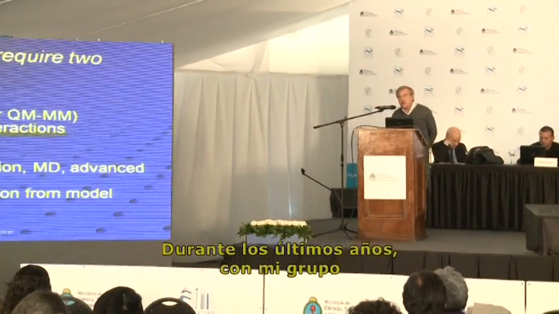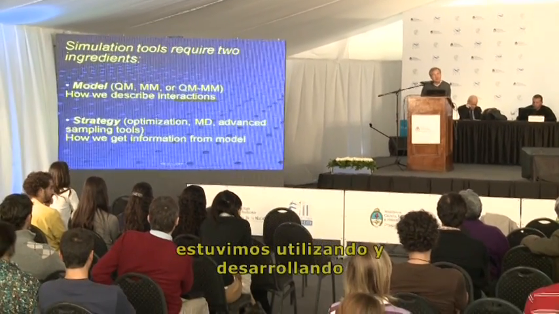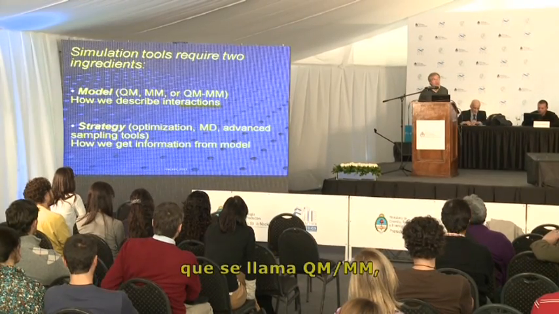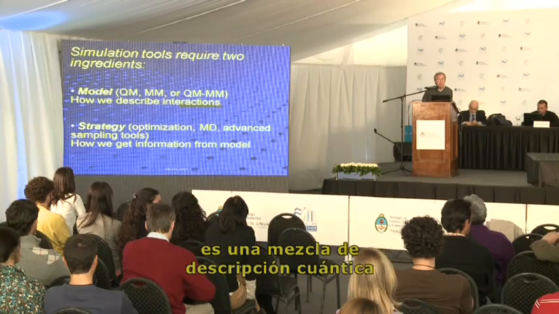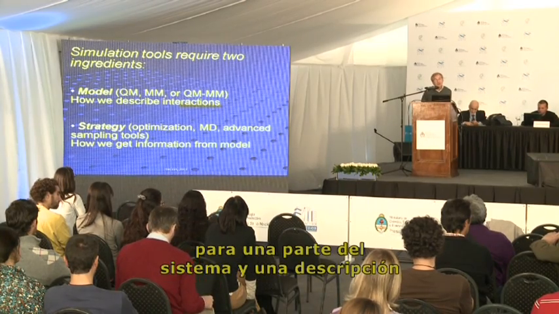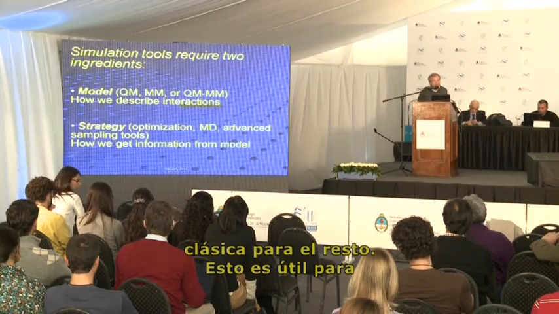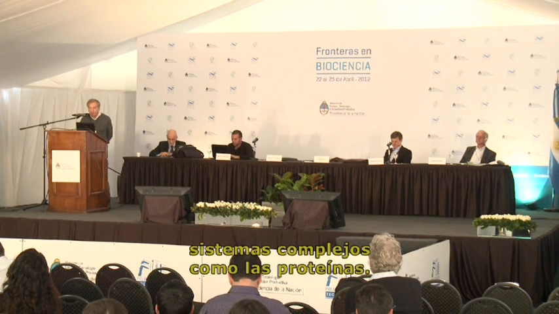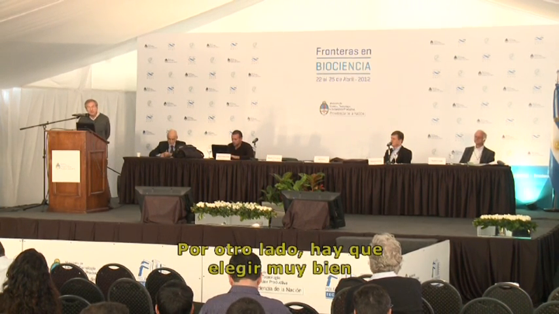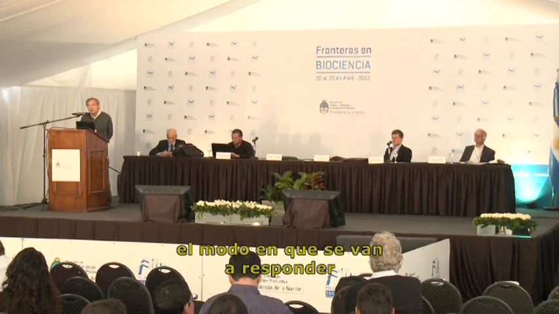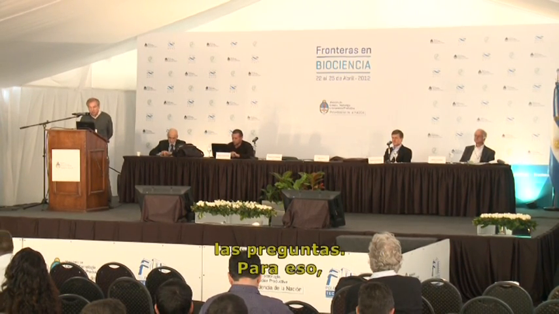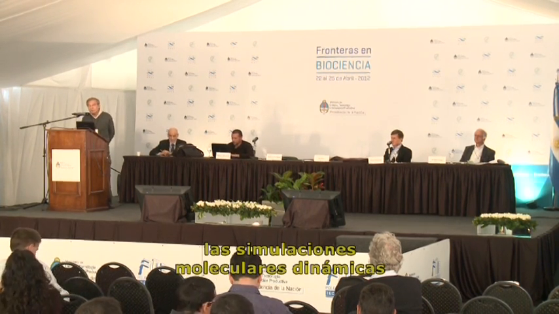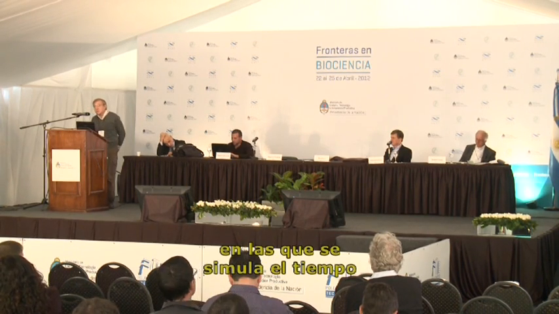And in our group, we have been using and developing in the last years a combination of both strategies that is called QMMM. It's a mixture of a quantum description for a part of the system with a classical description for the rest. And that's really good for describing electronic structure in complex systems such as proteins. And the second tool is you have to choose in a smart way how to answer questions. In order to do that, you can resort, for example, to molecular dynamic simulations in which you simulate the time evolution of a system.